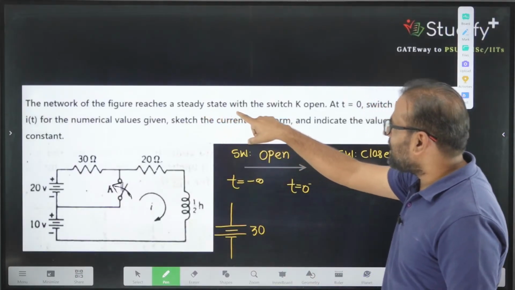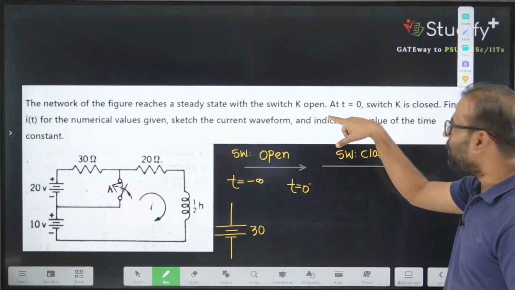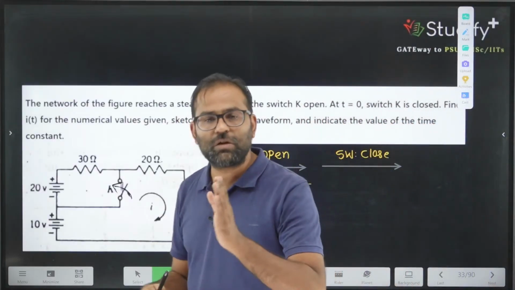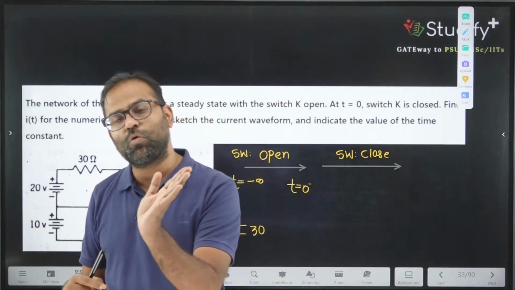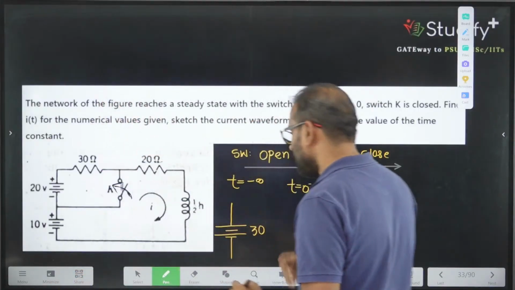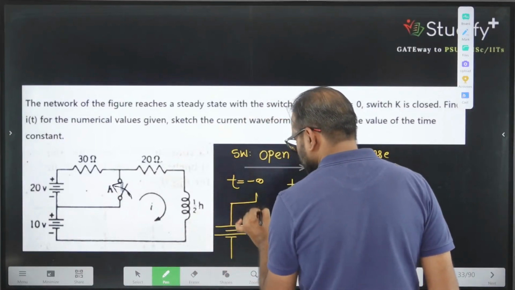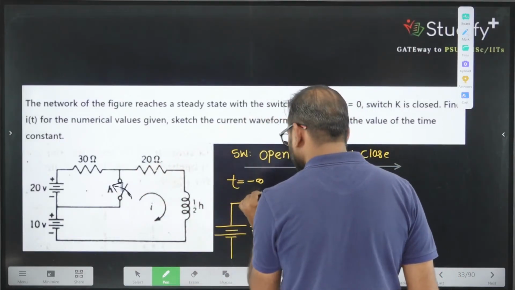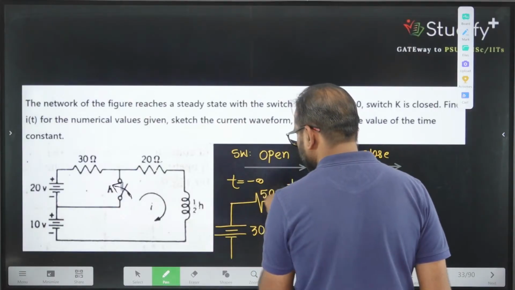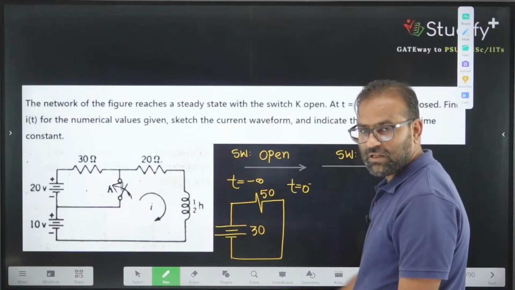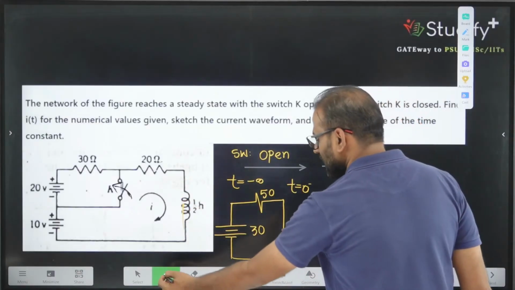The network reaches the steady state with switch K open, and at t equal to 0, the switch is closed. So we know that at t equal to 0, the switch is moving from open to close. When the switch is open, there is no meaning of the switch. Can I say this 20 and 30 ohm in series will give you 50 ohm? And how will the inductor behave in steady state? Short circuit. So what is the current?